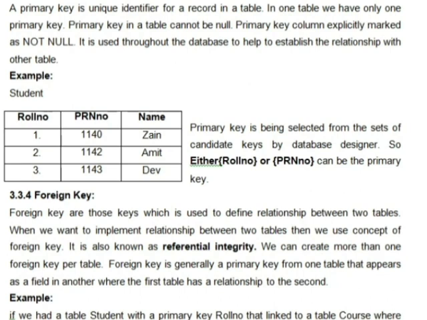Primary key column is explicitly marked as not null. So we need not specify not null constraint with the primary key, but by default, whenever we take any column as a primary key, it will be explicitly marked as not null. It is used throughout the database to help to establish the relationship with the other table.